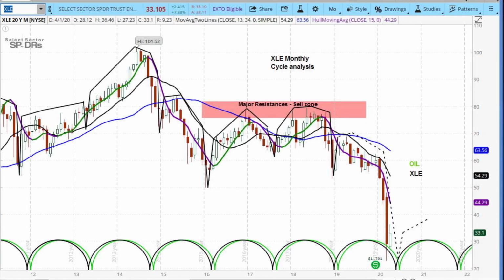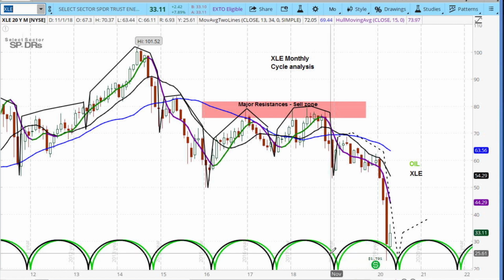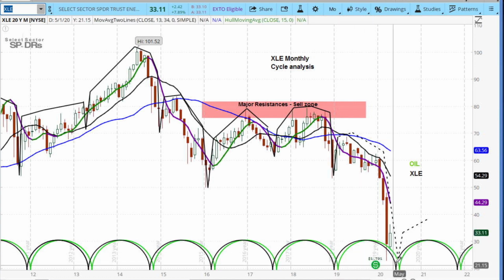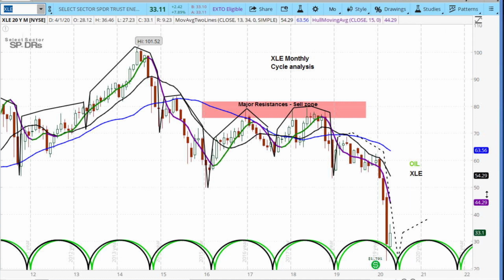Here you could see we have a comparison between oil and the XLE right over there, and the bottoms coming in here in about another 1 or 2 months likely. So that's another good picture about the energy stocks. They have fallen as they should.